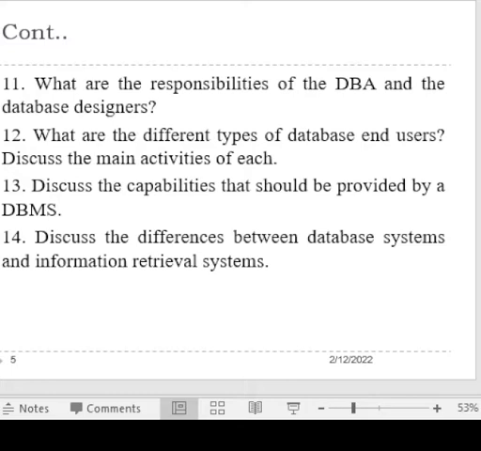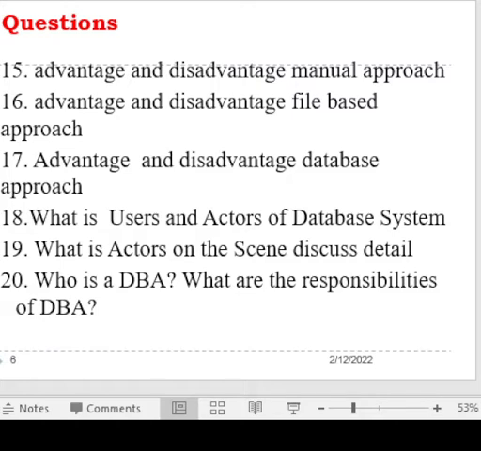And also discuss the difference between a database system and an information retrieval system. And the other one is what the advantage and disadvantage are when we use the manual approach, the file-based approach, and the database approach. Any application or system has its own advantages and its own drawbacks. What are those? We can see also this one.